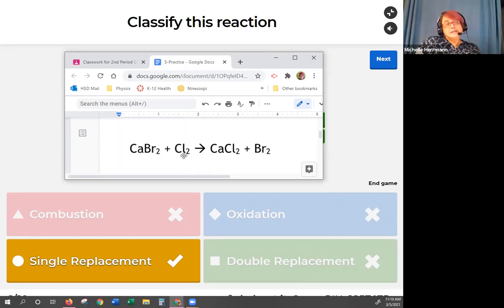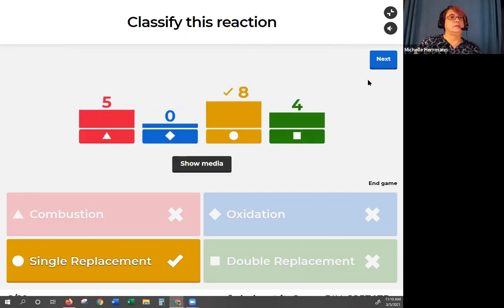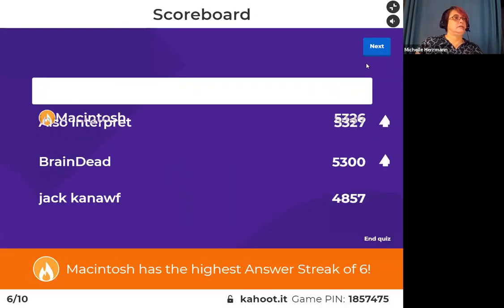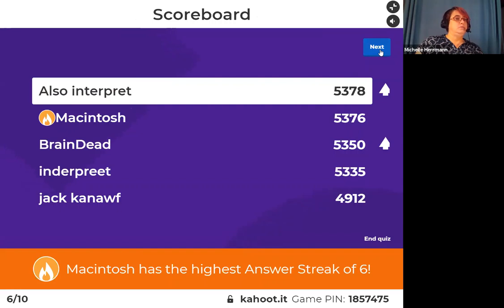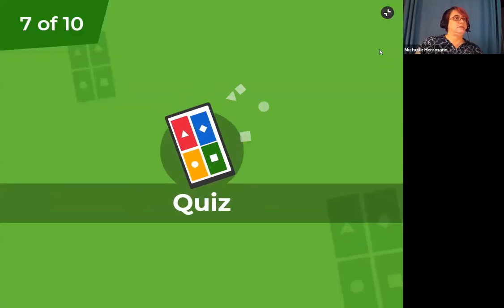Now, technically, yes, these are diatomic, right? So I have Cl2, but it is just one element. So even though it's two atoms, it's still one element. So that's what we're looking at when we're looking at single replacement. All right. All right, more movement in our answer streak. Here we go.